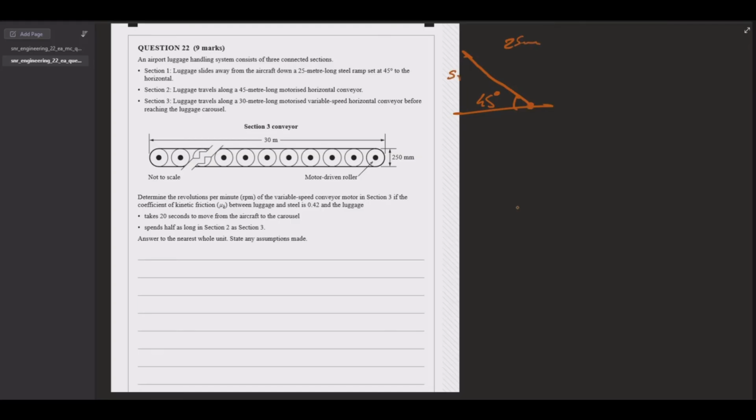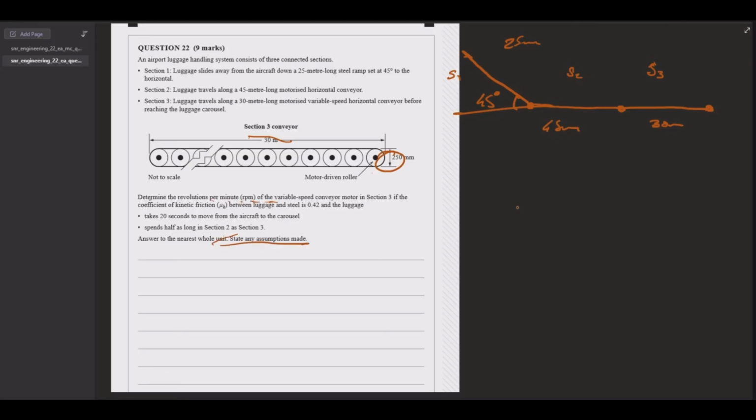After it reaches this point here, we travel over a 45 meter motorized horizontal conveyor. So this one isn't motorized, this is just a slide. But this is, so we're going to have to worry about friction. That's section 2. And section 3 is 30 meters long and has variable speed, so I'm guessing that's going to be important later. I'm going to assume that section 2 has the same diameters as the section 3 conveyor. So let's say that in the assumptions.